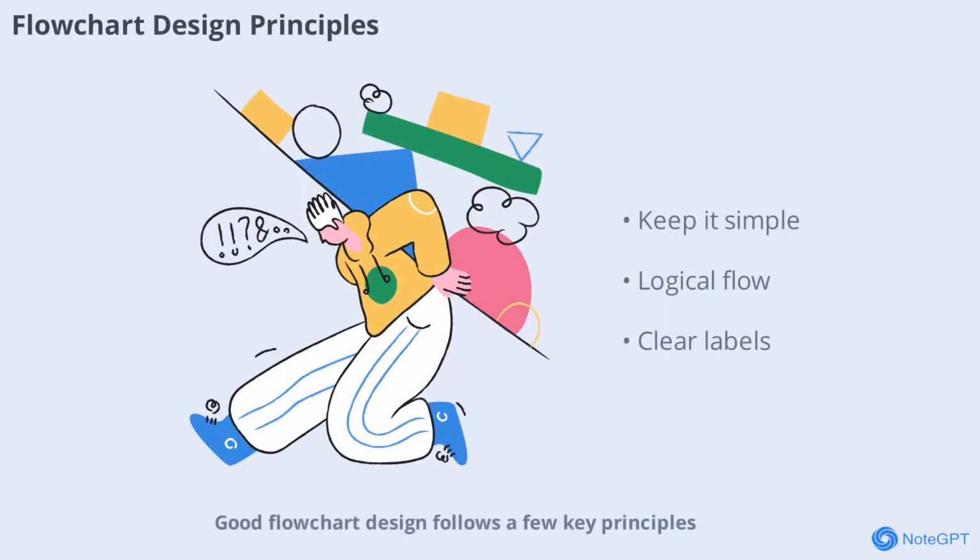Good flowchart design follows a few key principles. Keep it simple, use only as many symbols as necessary. Make sure the flow is logical and easy to follow from start to finish. Use clear labels for each step and avoid crossing lines whenever possible. These principles help ensure that your flowchart communicates its message effectively.